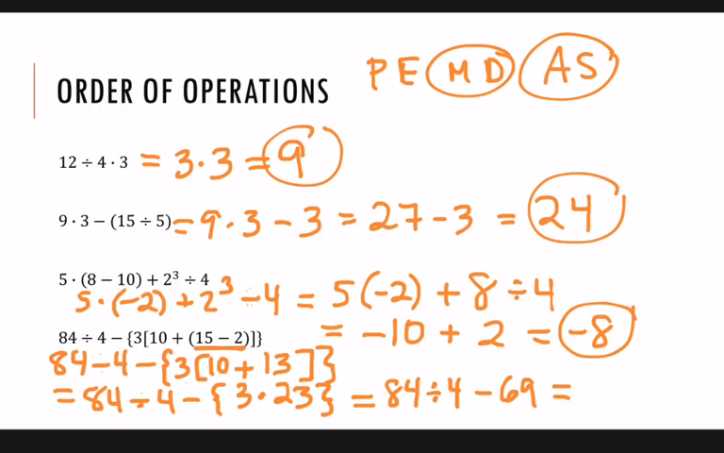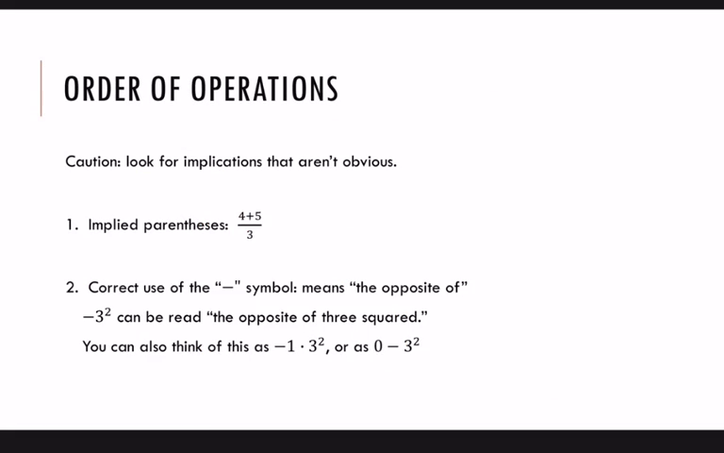Okay, then do division before subtraction. So that's 21. And then 21 minus 69 is negative, let's see, what's that, 48? Negative 48. Okay, and those are all of the examples.